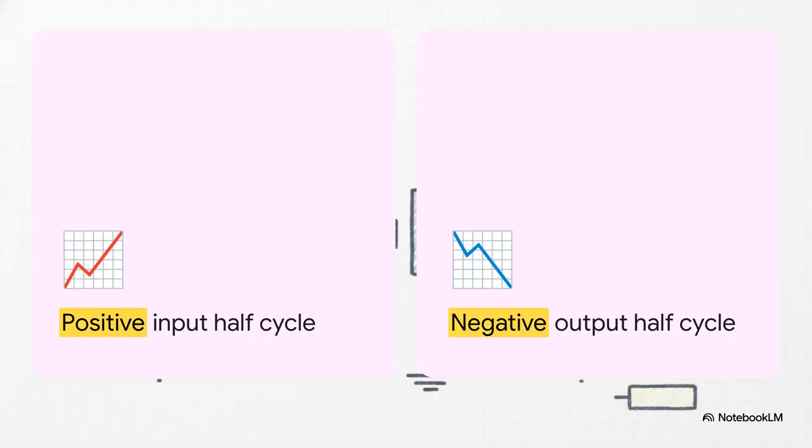First things first, note that this setup acts as an inverter amplifier. As the notes point out, it creates a complete 180-degree phase shift. What does that actually mean for our signal? Well, it means when you feed a positive input half cycle into the circuit, the whole thing gets flipped upside down, giving you a negative output half cycle. It's amplified, sure. The wave is much larger, but it's a total mirror image of the input.